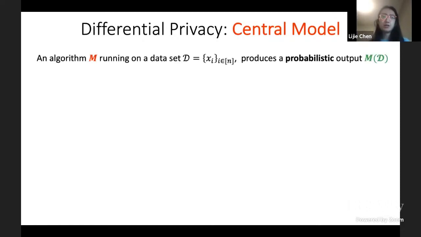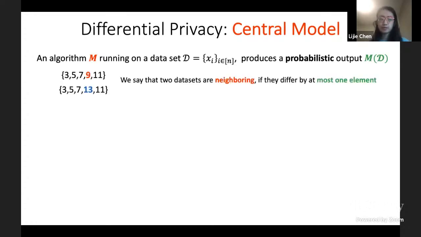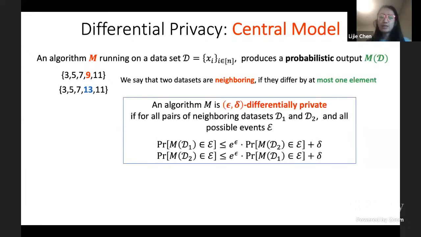Suppose we have an algorithm M that runs on a data set D consisting of n elements x1 to xn, and produces a probabilistic output M(D). We say 2 data sets are neighboring if they differ by at most 1 element. And we say an algorithm M is epsilon-delta differentially private if for all pairs of neighboring data sets D1 and D2 and all possible events E, the probability of E happening under D1 and D2 differ by a multiplicative factor of e to the epsilon with a small additive tolerance delta.